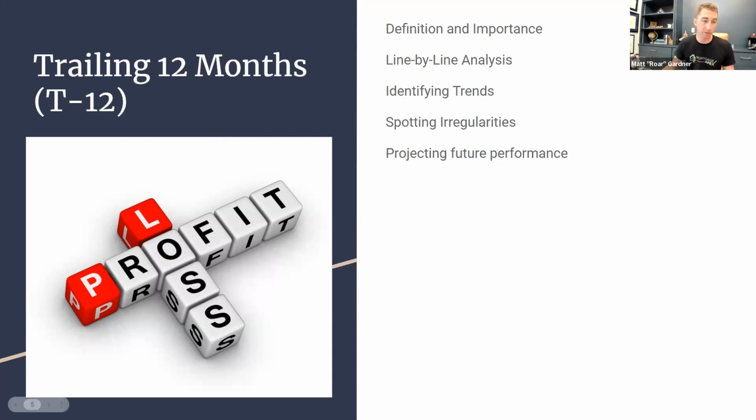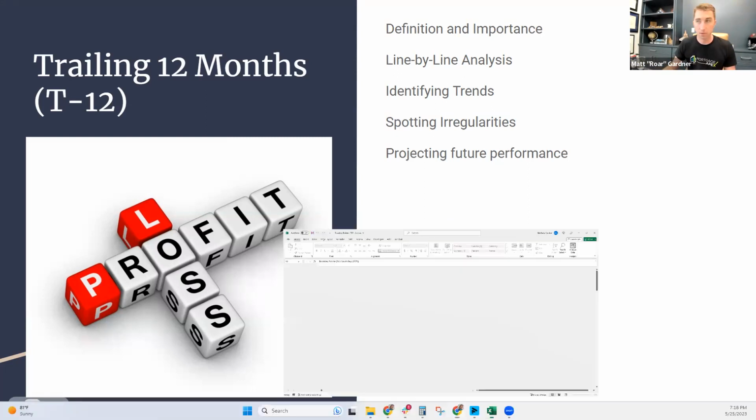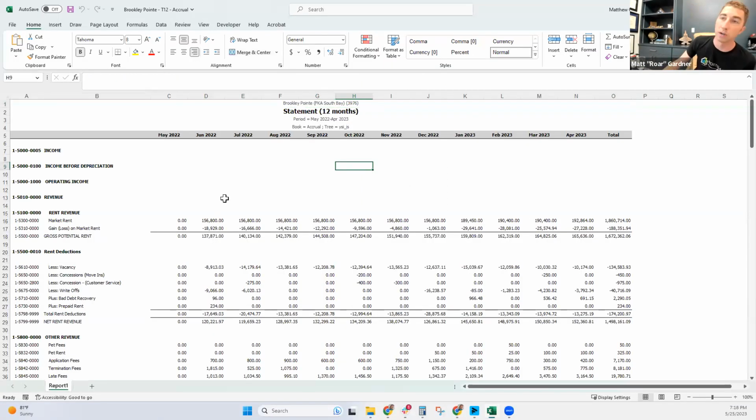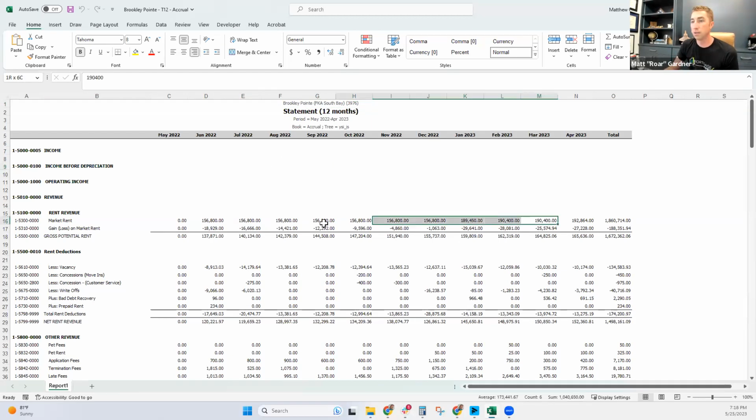All right, so let's look at a T12. All right. This is Brookley Point T12. Now, what you'll see right away, oh, did you combine these?